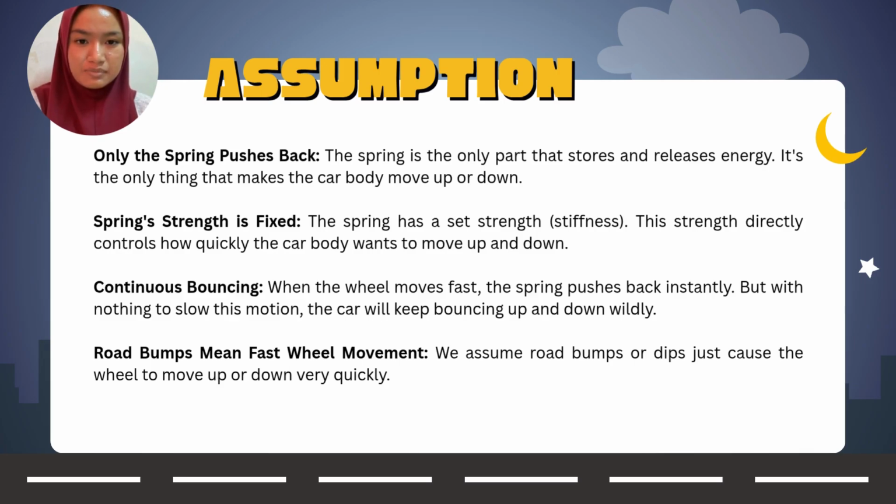It means it always responds in the same way. A stiffer spring resists motion more, while a softer spring allows movement. But either way, its behavior doesn't change with different road conditions. Third, this leads to continuous bouncing, where the spring pushback often overshoots, making the car body move up and down repeatedly. The energy just keeps transferring between the wheel and the car. For my last point, road bumps cause sudden movement. The spring will respond instantly, but nothing slows down the motion, so the bouncing will continue for a while.